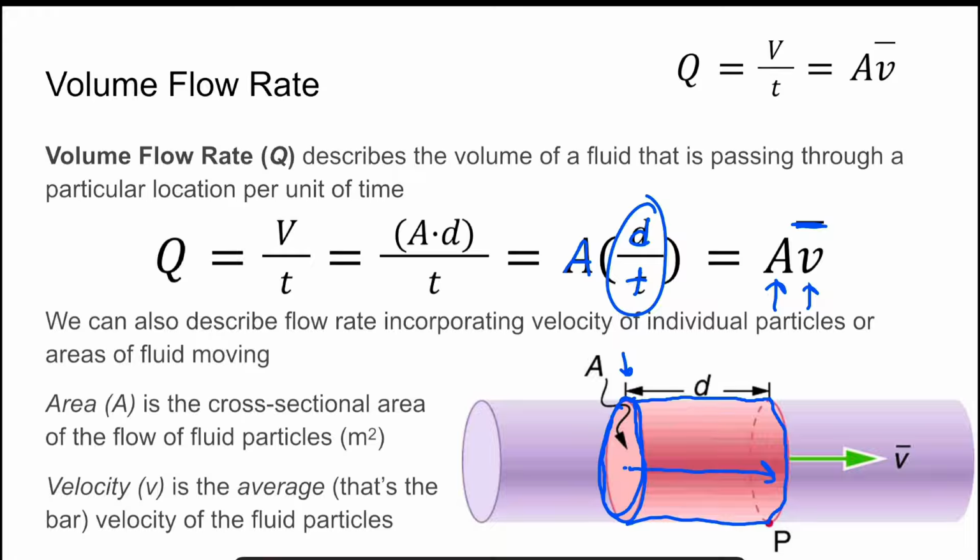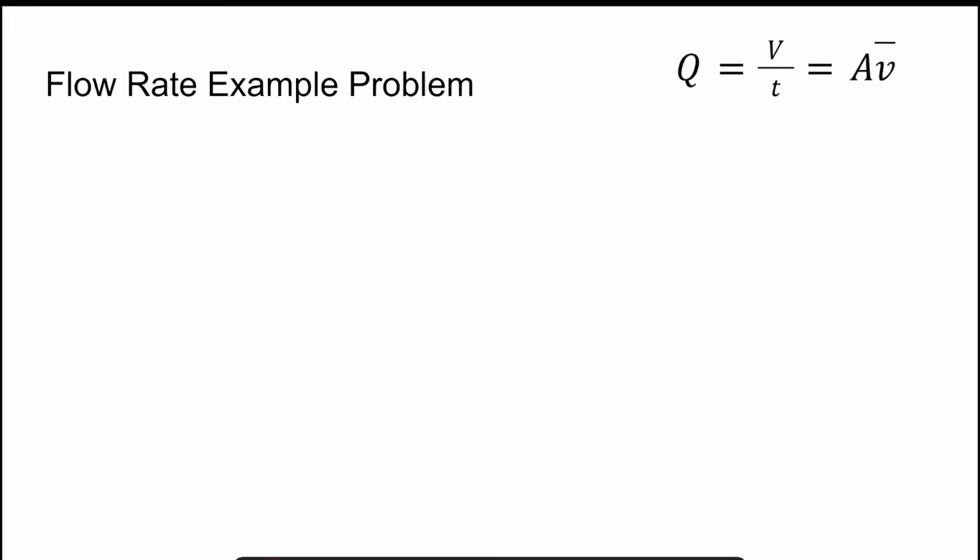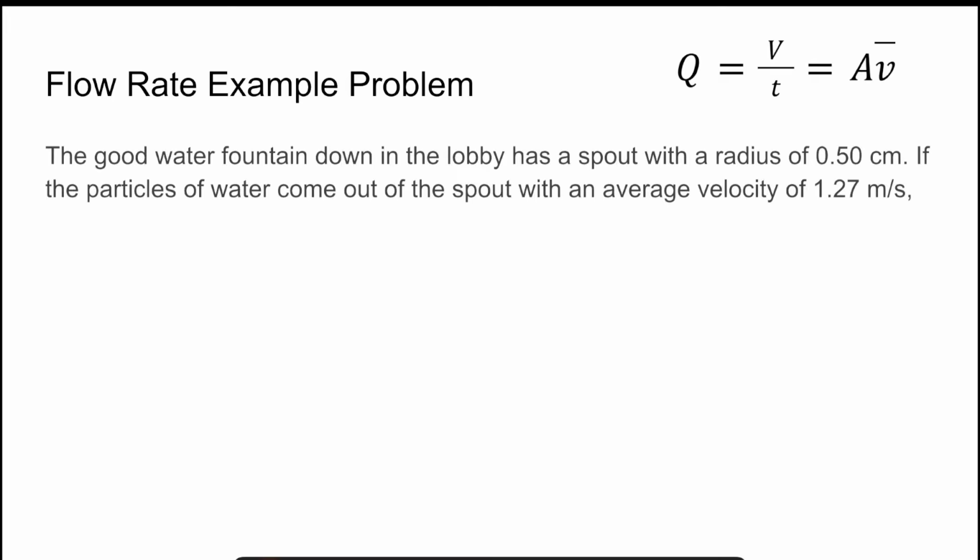And so now we can set up a bigger equation here. Q is our volume fluid flow. That equals volume over time, or area, the cross-sectional area of the flow tube, times the average velocity of those particles moving through the flow tube. So let's do a quick example problem.